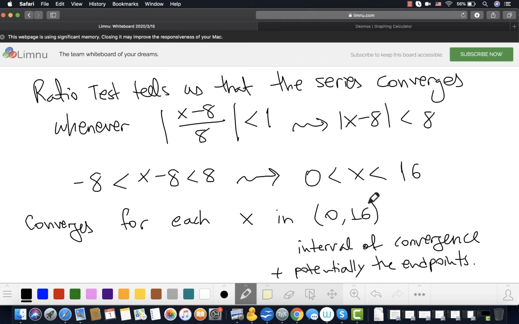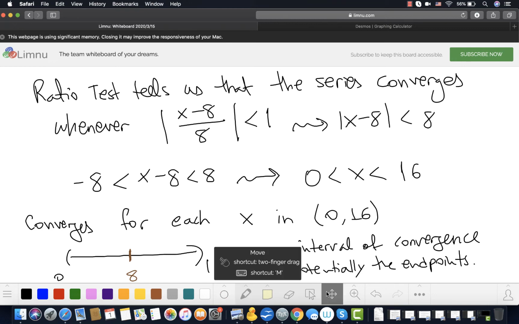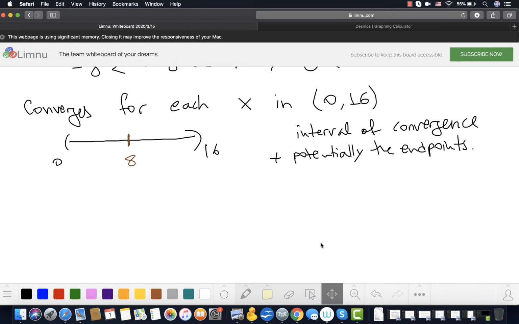But notice again that the interval from 0 to 16 looks like this. You have 0 here, 16 here, and exactly 8 is in the middle. That's why the center, 8, is exactly in the midpoint of the interval of convergence, again justifying the use of the term center.